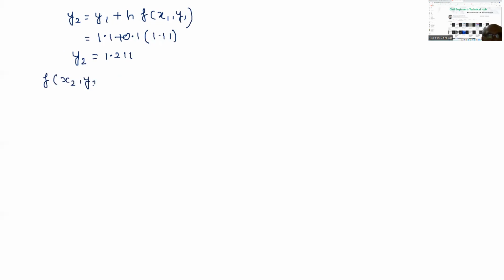Y2 is equal to y1 plus h into f of x1 y1. The y1 value we have just calculated is 1.1. So we have 1.1 plus h value 0.1 times f of x1, 1.11, and from this we get y2 equal to 1.211. Then we can find f of x2 comma y2, equal to 1 plus x2 y2. Now x2 is 0.2 and y2 is 1.211, and from this we get f of x2 y2 equal to 1.242.